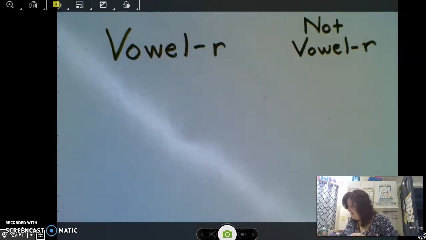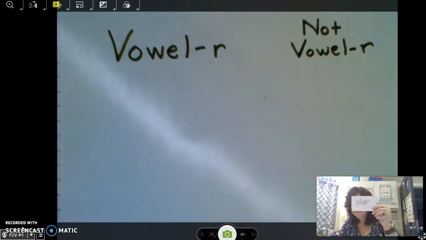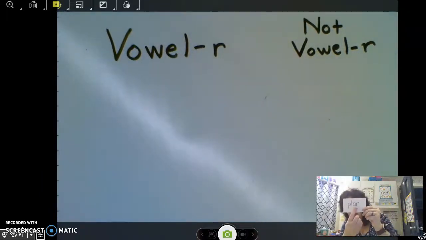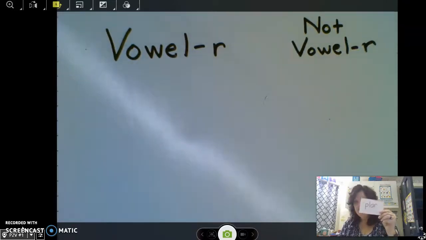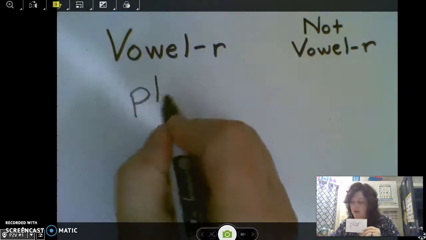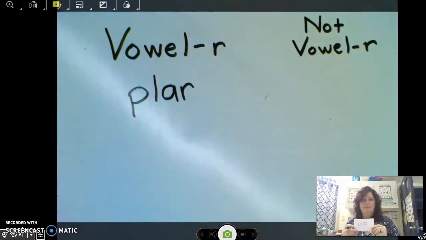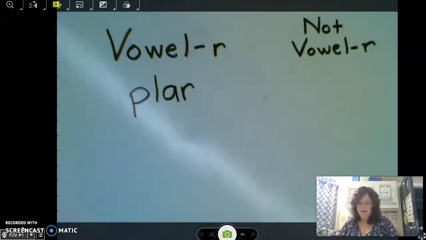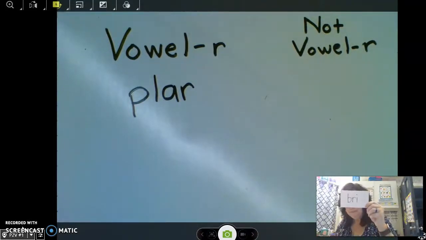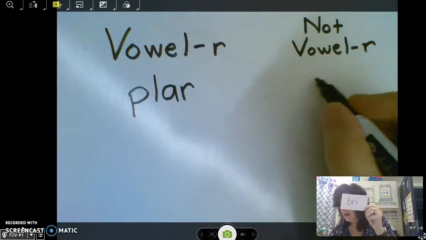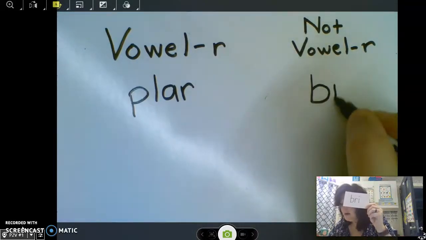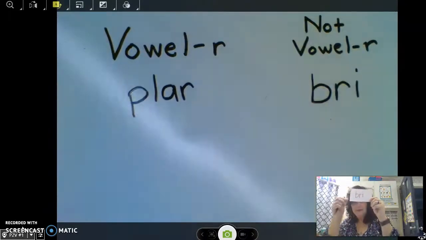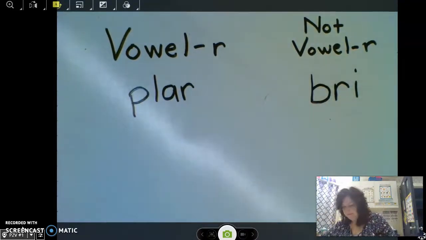Are we ready? Everybody ready to go with their paper and pencil? Okay, first one. Okay, find the vowel, and it is followed by an R, so we are going to write it on the vowel-R syllable side. Okay. Next one. Find the vowel. Oh, nothing behind it, so this is not a vowel-R. There is no R behind it, so this is going to go on the not a vowel-R syllable type. Okay. All right.